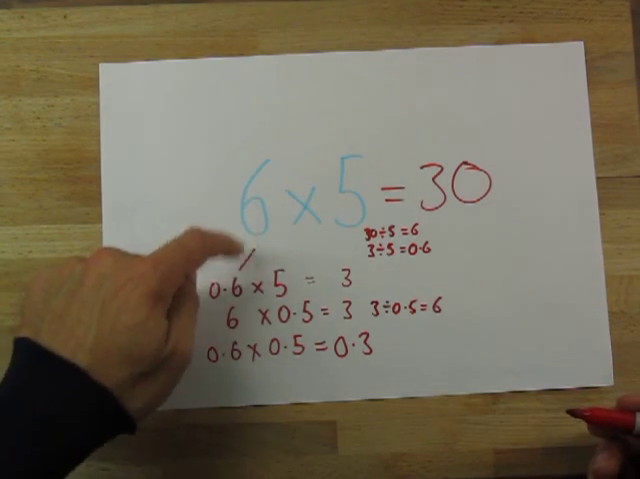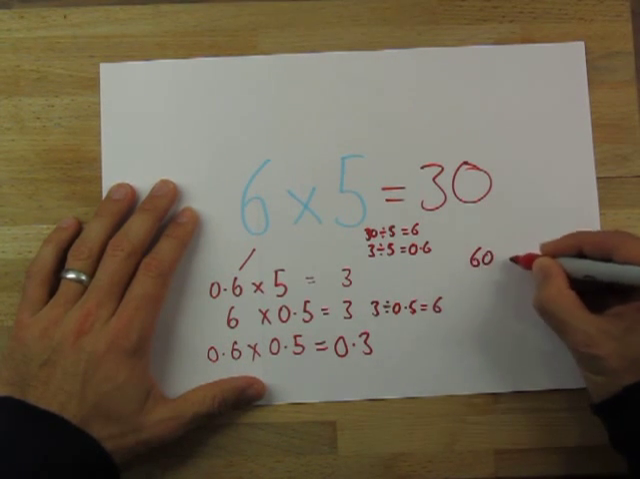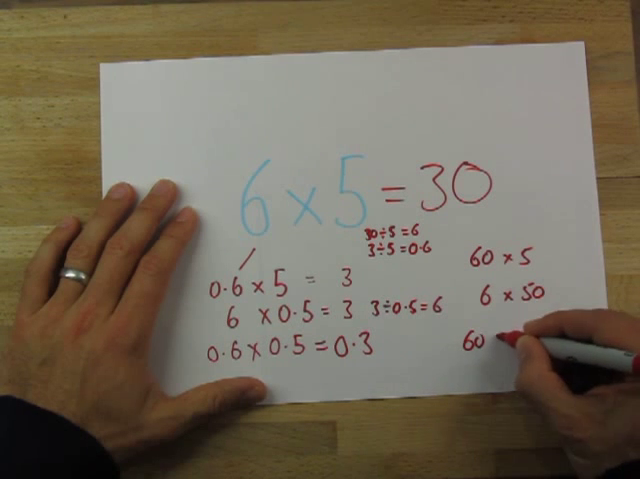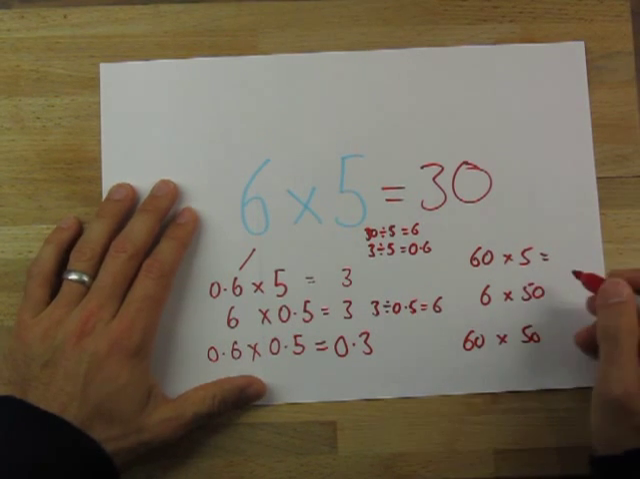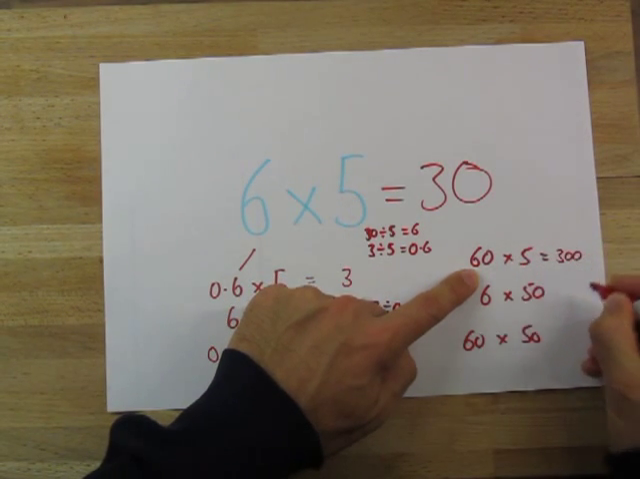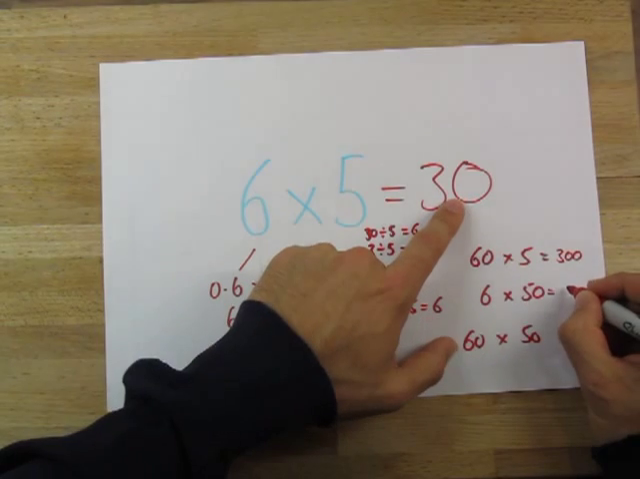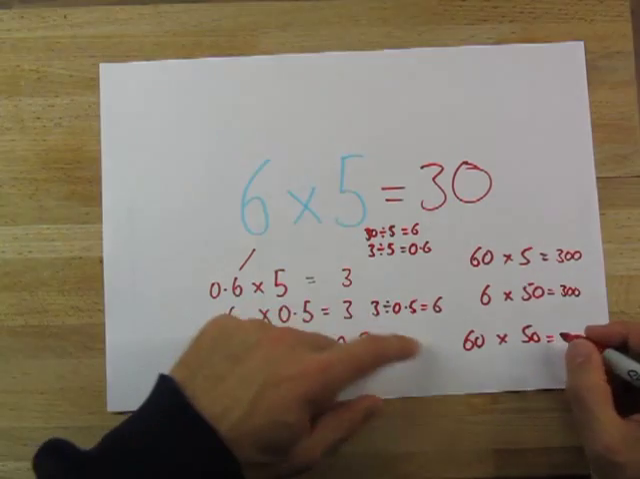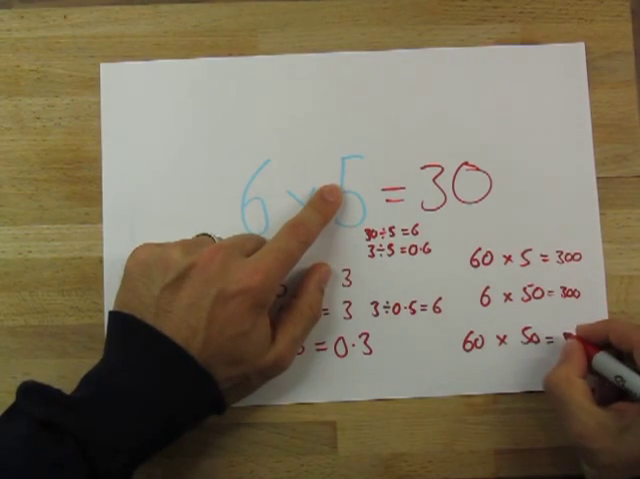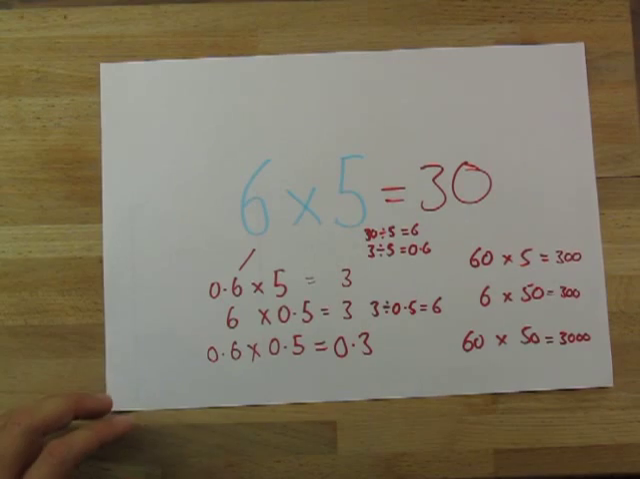Okay, so that was when we made some of the numbers 10 times smaller. What about if we made some of the numbers 10 times bigger? So 60 times 5, or 6 times 50, or even 60 times 50. You probably know this one, you've seen this before. Made that 10 times bigger to give you 60, it's going to give you an answer that's 10 times bigger. Make this 10 times bigger to give you 50, it's going to make this answer 10 times bigger. If we've made this 10 times bigger than that, and that 10 times bigger than that, you're actually going to get an answer that is 10 times 10 times bigger. 3,000.